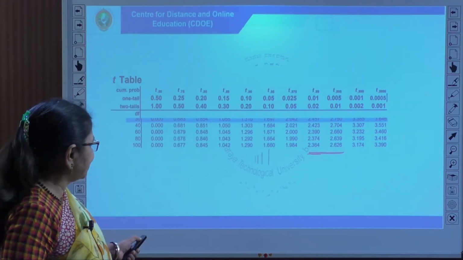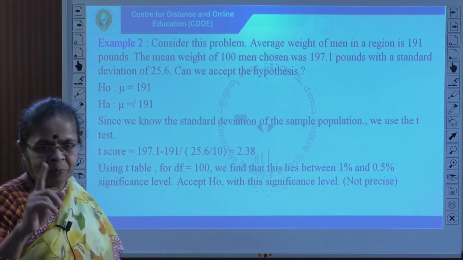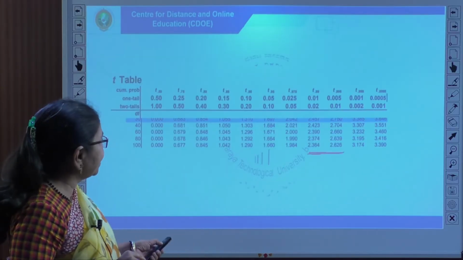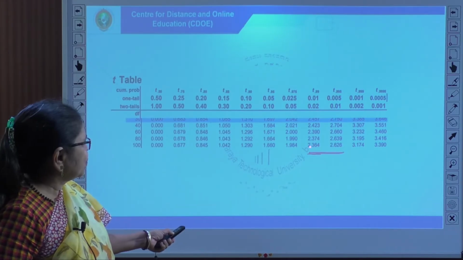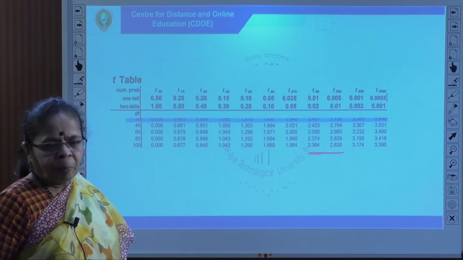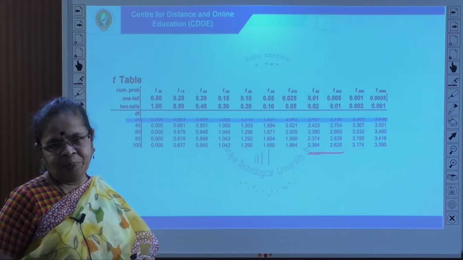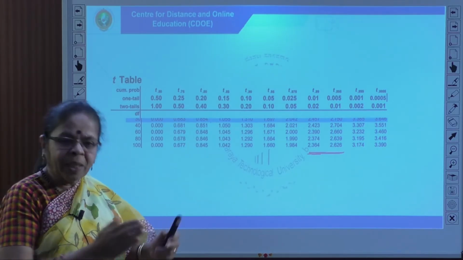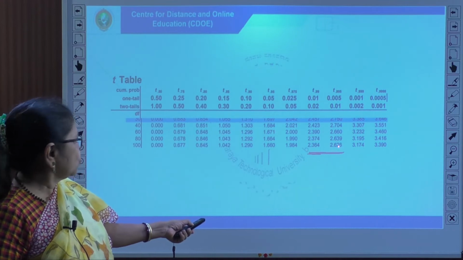Now, let us see what was my Z value. My Z value was 2.38, sorry, not Z, T. My T value was 2.38. Now, look at this, 2.38 is somewhere very close to this, very slightly different. So, I can say that I can accept it because it lies within the acceptable region. 2.38 is less than 2.626.